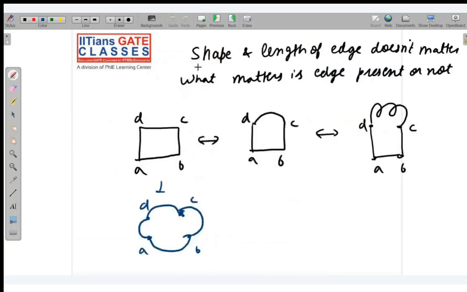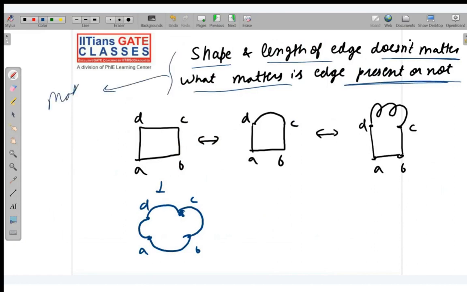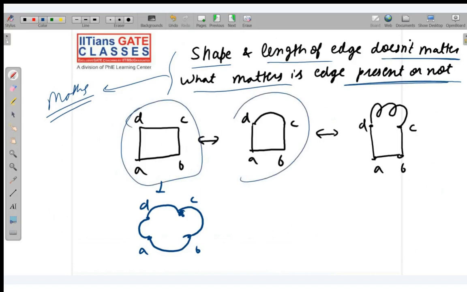So we should note like this: shape and length of edge does not matter. What matters is edge present or not, because we are dealing with mathematics. Okay, we are not digging deep into shapes and all. So like this graph is same as this graph. That means I have converted this edge into a curve, and you can make this like a spring. Okay, or you can make it like a cloud and so on.